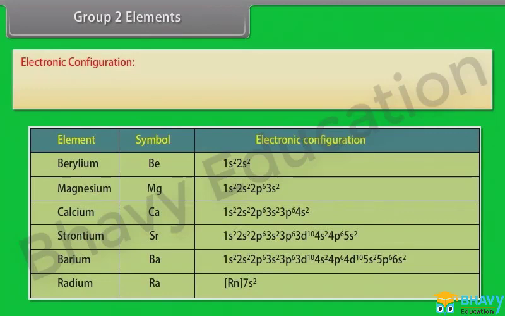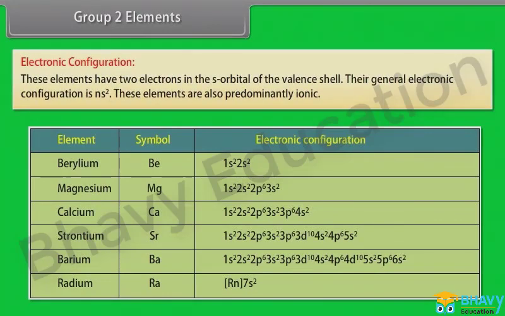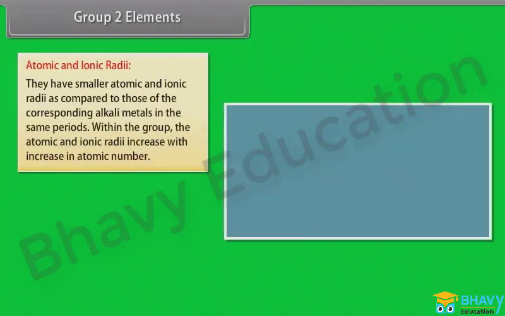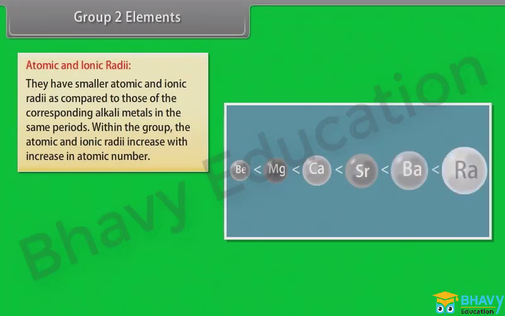Group 2 elements. Electronic configuration. These elements have 2 electrons in the s-orbital of the valence shell. Their general electronic configuration is ns2. These elements are also predominantly ionic. Atomic and ionic radii. They have smaller atomic and ionic radii as compared to those of the corresponding alkali metals in the same periods. Within the group, the atomic and ionic radii increase with increase in atomic number.